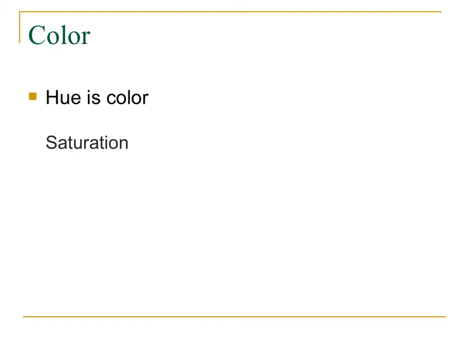So the first attribute we're going to look at, besides hue, is saturation. And saturation is the amount of pure color of a particular hue. How red is the red, how blue is the blue. When we speak of fully saturated, we mean it's 100% red with no other color that's mixed in with it.